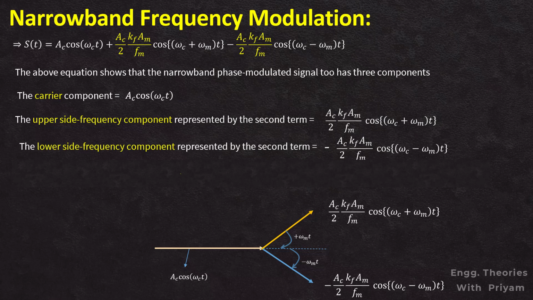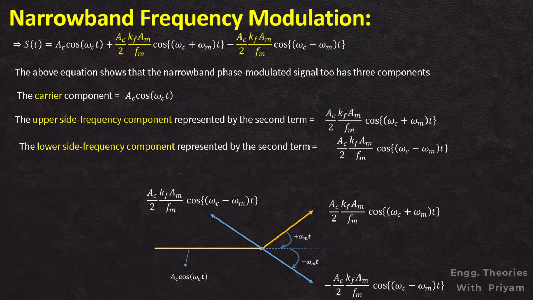And since there is a minus sign before the lower sideband, we can redraw this phasor, and this will look like this. A minus sign in this cosine term represents a phase shift of 180 degrees in the corresponding phasor. The phasors of USB and LSB are symmetrical but in opposite directions. Hence, the USB phasor rotates counterclockwise and the LSB phasor rotates clockwise.